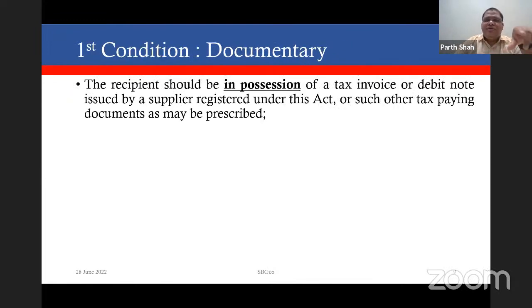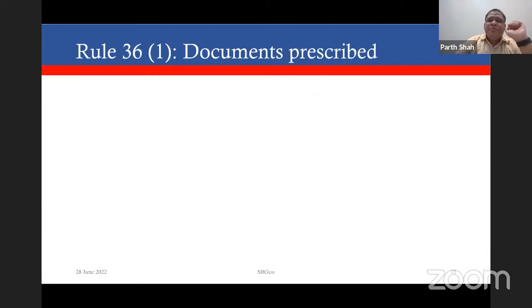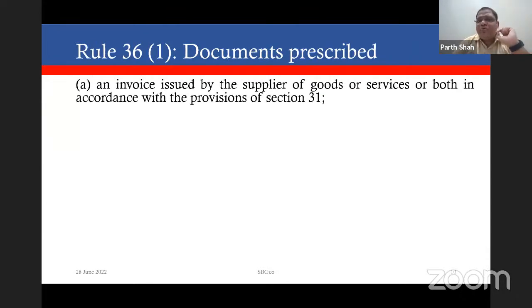Again, if you look here, they are saying that you should be in possession of a tax invoice or a debit note issued by a supplier registered under this Act. So the document has to be, when you are receiving a supply from a registered person, a tax invoice or a debit note only, based on which you can claim the ITC. And in other cases, they have also said that for some other cases, we'll be prescribing the tax paying documents. Prescription again has to be by rules, and Rule 36(1) prescribes this document.